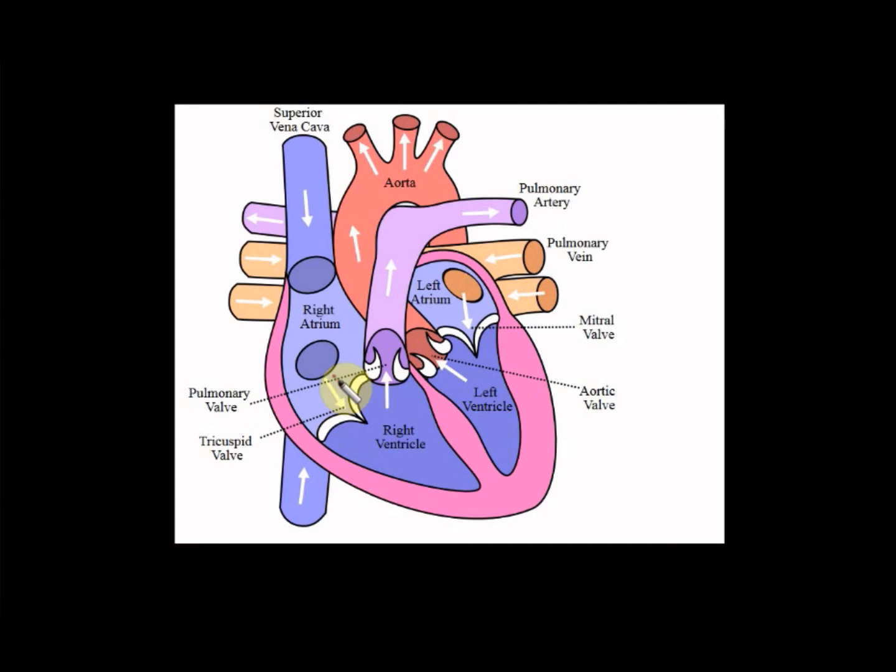So initially on the lub, your tricuspid valve here and your mitral valve are closing. So your right atrium here and your left atrium will squeeze at the same time, pushing the blood into the right ventricle and left ventricle through the valves. And when they close, you hear lub.